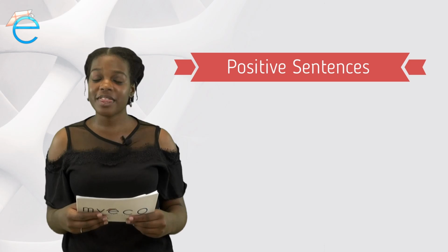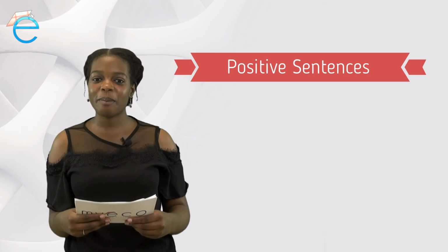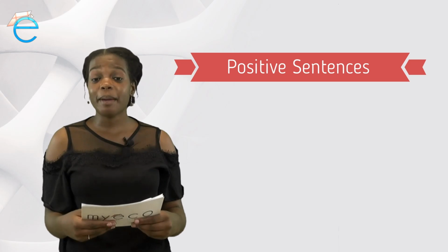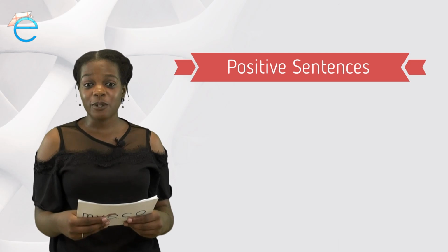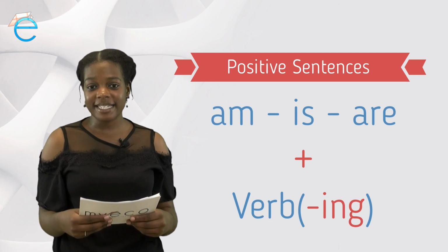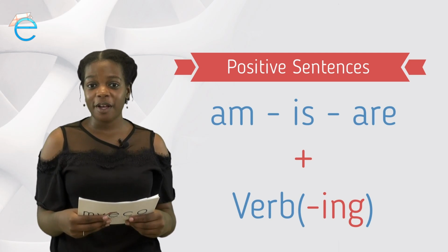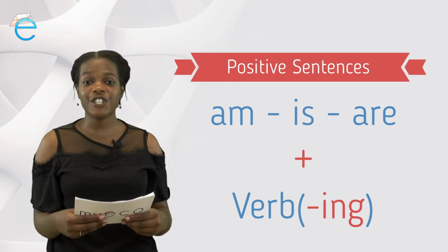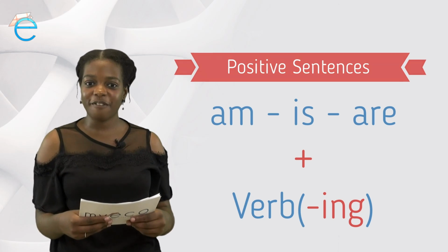The first thing we need to understand is that we use present continuous to talk about things that are happening right now or at this moment. So with that in mind, let's have a look at how we make positive sentences. We make positive sentences by using our be verb, as in am, is, or are, plus the verb with an ing ending. Let's have a look at our first example.